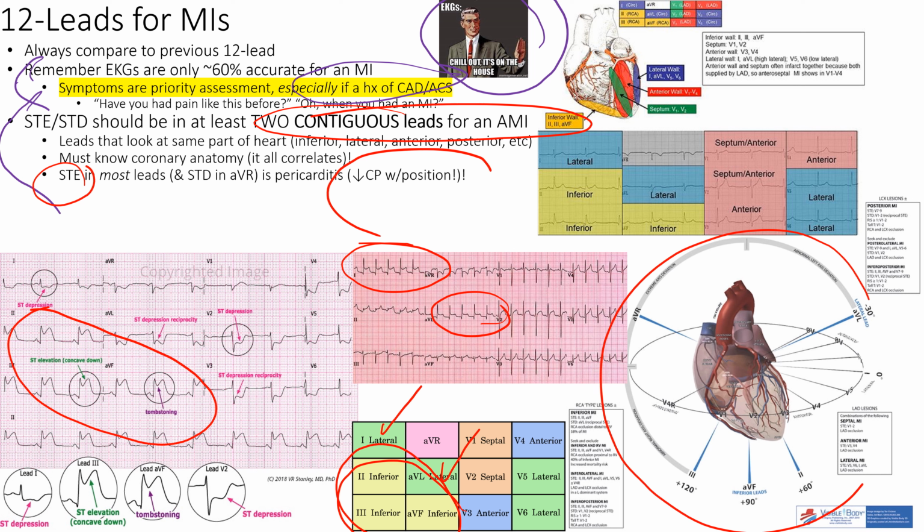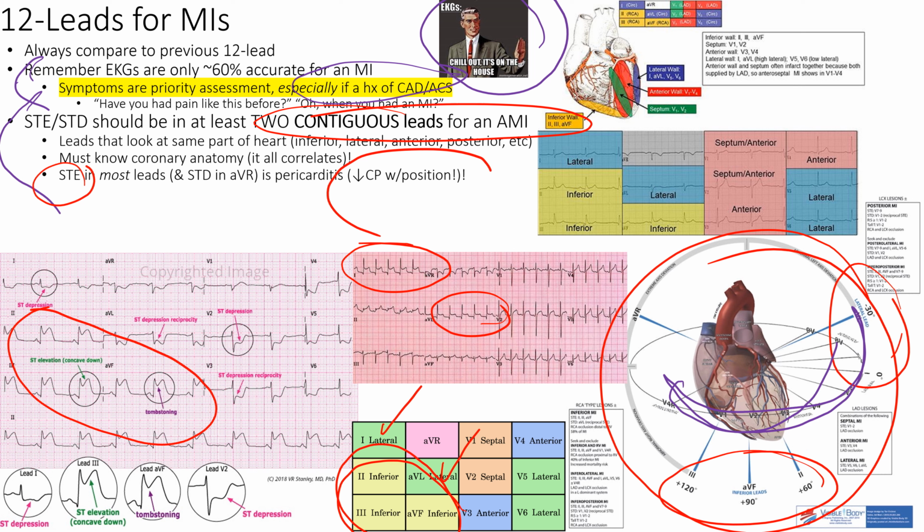So this nice 3D graphic puts all that together as well. We've got our 2, 3, AVF on the bottom there. We've got our 1 and AVL up top, and then we have our V1 through V6 looking through the heart at the septum, the anterior wall, and the lateral walls. And sometimes they separate it into low lateral and high lateral. So we have lateral walls over here, V5, V6.